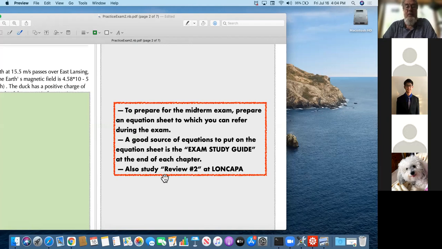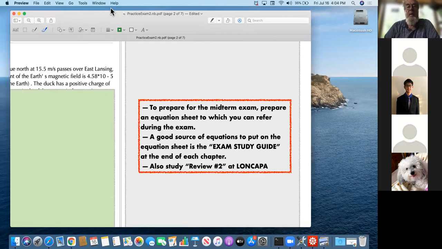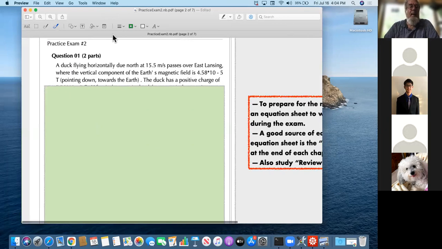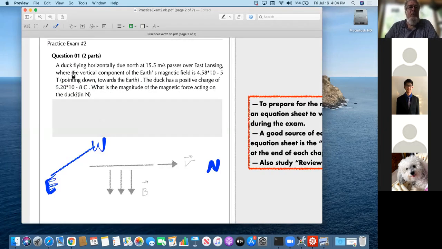Also study Review Number 2. That also has the equations that you'll need. So make that equation sheet. And now let's take a look at some of these problems. So here's the first question. A duck flying overhead due north in a magnetic field. It has an electric charge. What's the magnetic force acting on the duck?